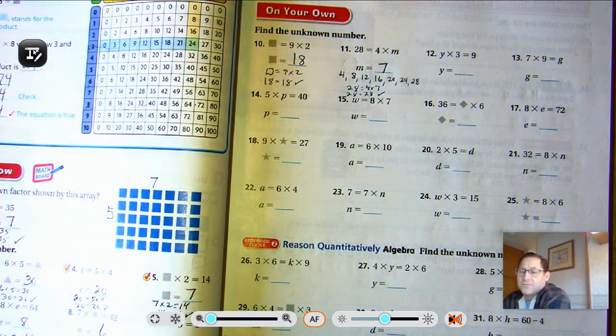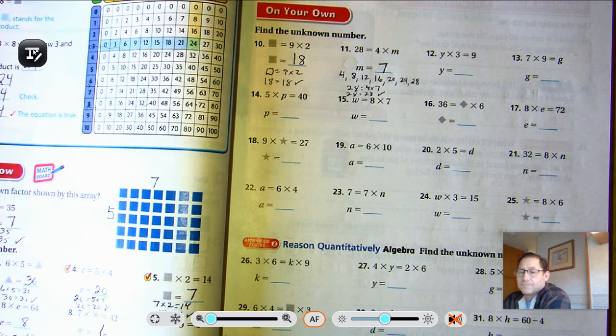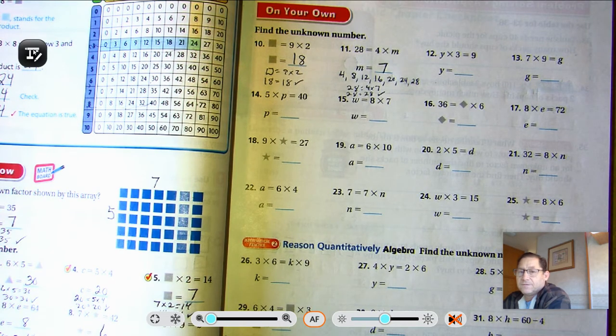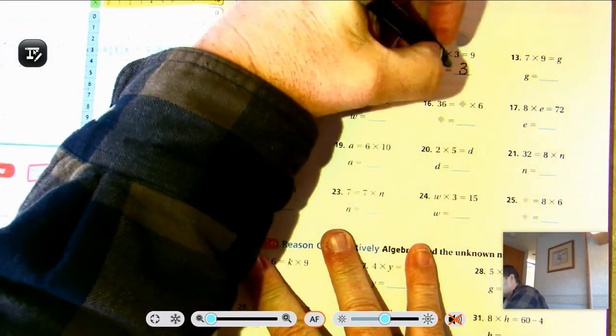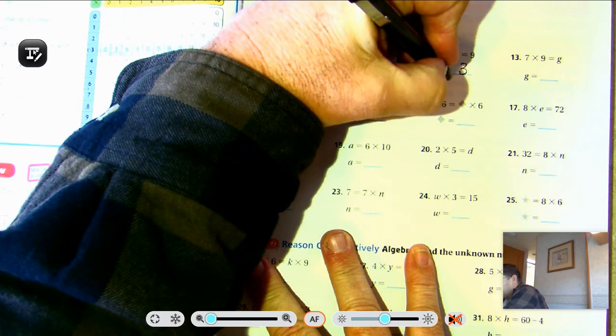Some number times 3 is 9. We'll count: 3 times what is 9? 3, 6, 9, right?